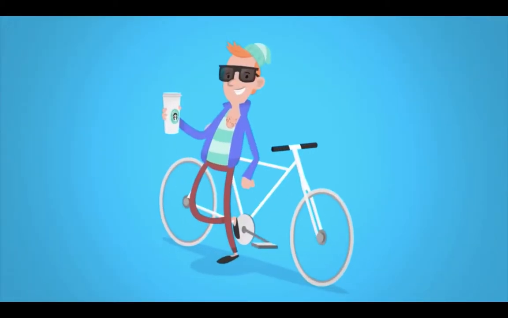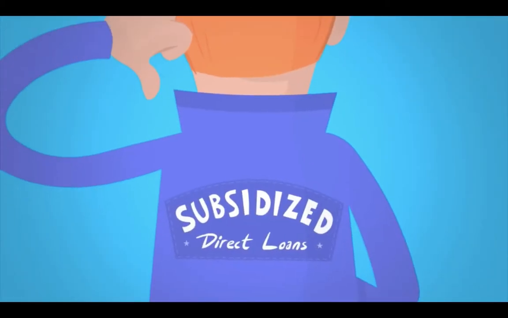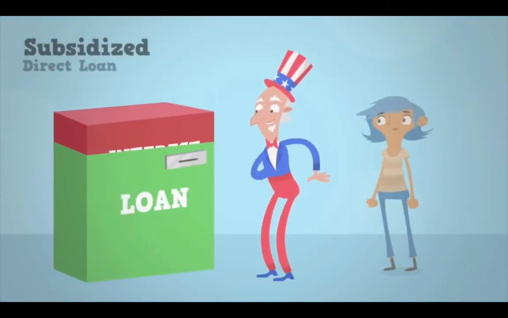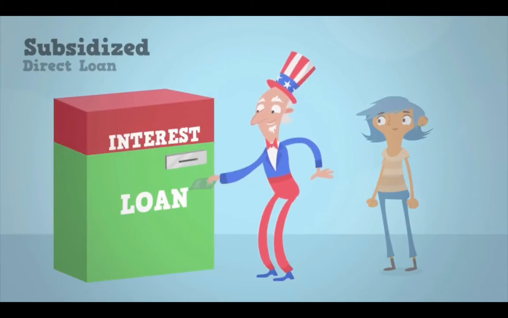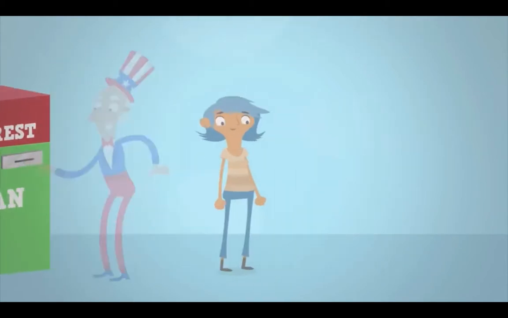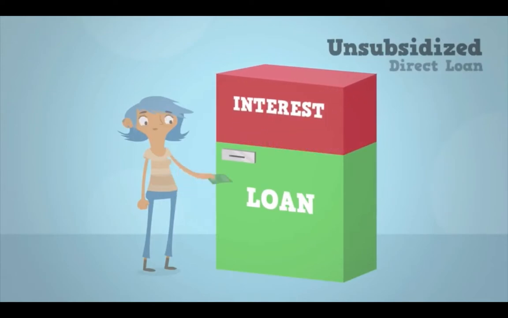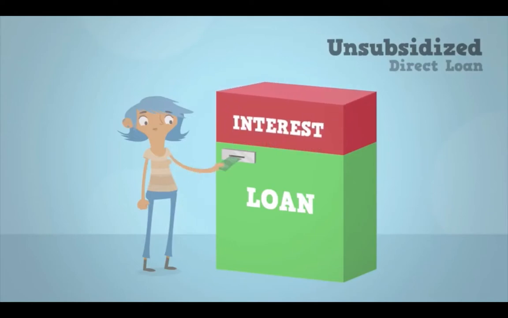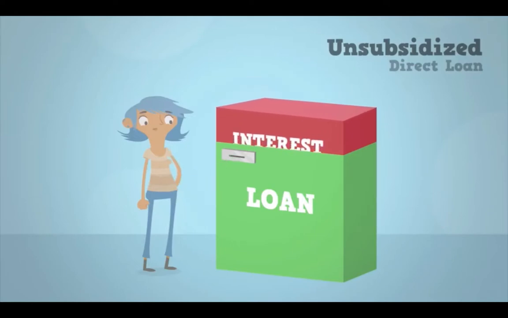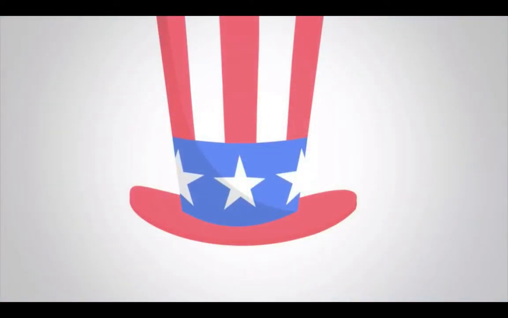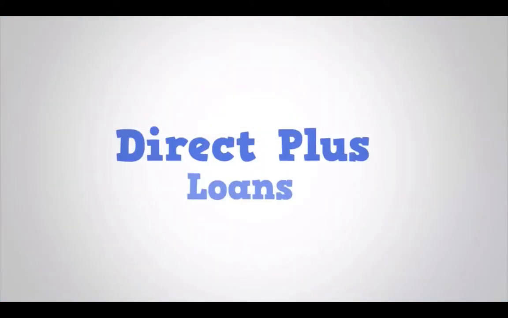The most popular federal loan for undergrads is the subsidized direct loan. Subsidized means that the federal government pays the interest on your loan while you're still in school at least half-time. Meanwhile, with an unsubsidized direct loan, interest starts building up right away. So if you accept an unsubsidized loan, it's a good idea to at least make your interest payments while you're still in school.